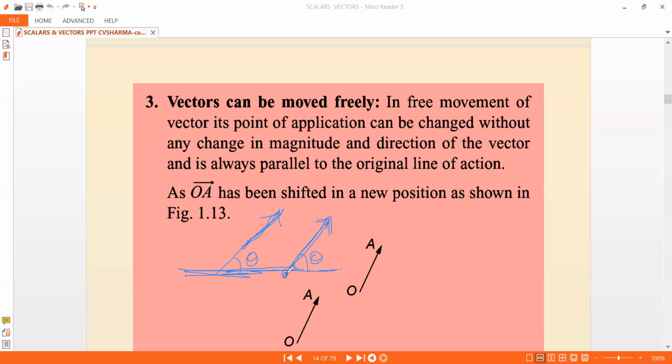So here I can draw a parallel vector to the original vector without changing the magnitude. And because I'm drawing a parallel vector, theta remains the same with respect to the x-axis. If the angle with respect to the x-axis remains the same, you can always do that.